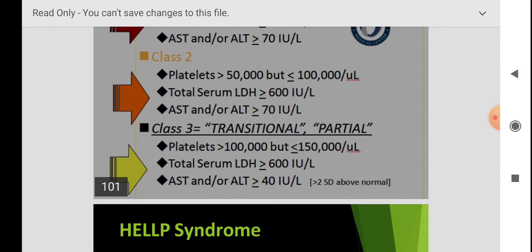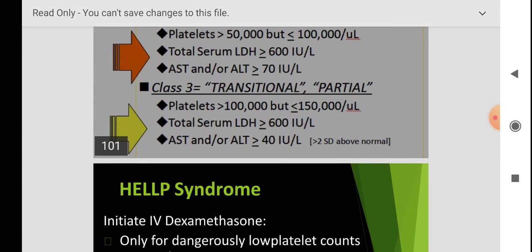Class 2 is a moderate variety where platelet counts are between 50,000 to 1 lakh. Again, total serum LDH is more than 600, AST, ALT is more than 70. Class 3 is the transitional or partial or mild variety where platelet is more than 1 lakh but less than 1.5. LDH is more than 600, AST, ALT is more than 40.